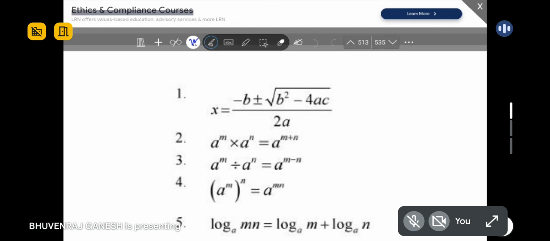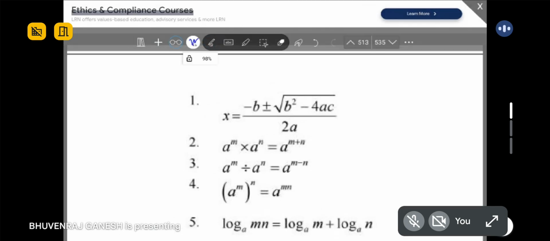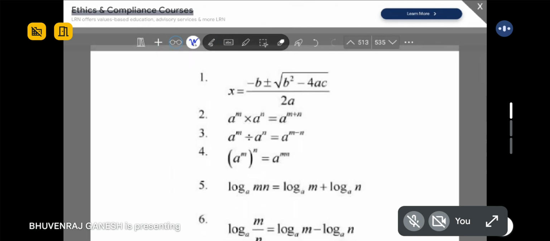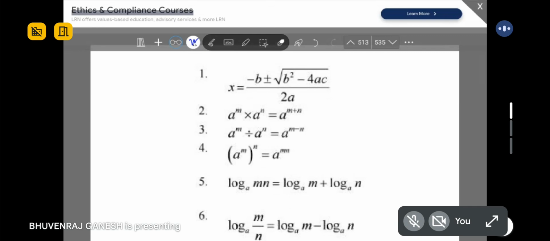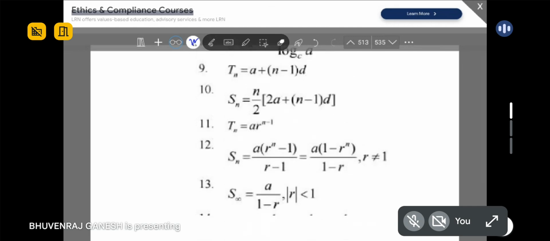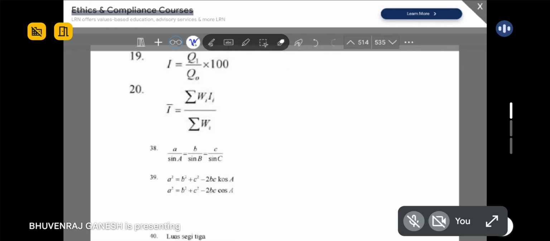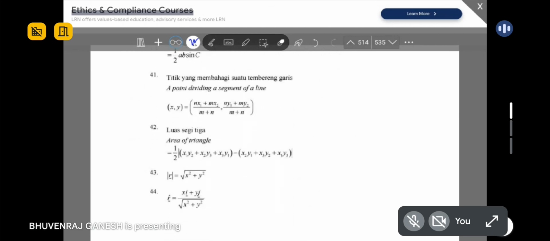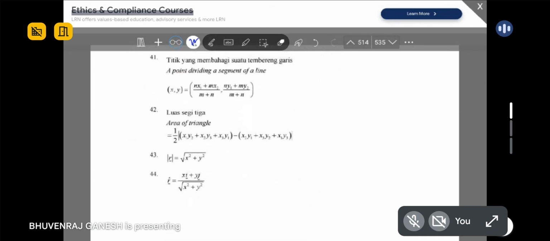So today we will be revising the Form 4 topics for your NMATs in paper 2 format, kertas 2 format. First of all, you must know what is the formula given for your Form 4 NMATs in your SPM. Just for Form 4 first. So for Form 4, you can see all these formulas will be given, which means you no need to memorize all these formulas. Tak perlu hafal. That's the concept.